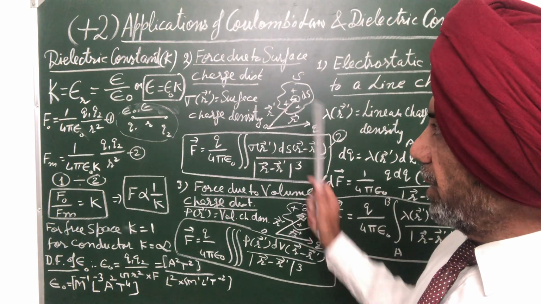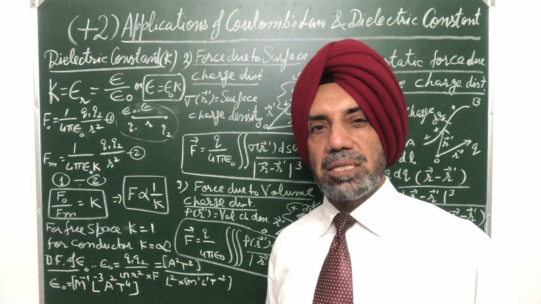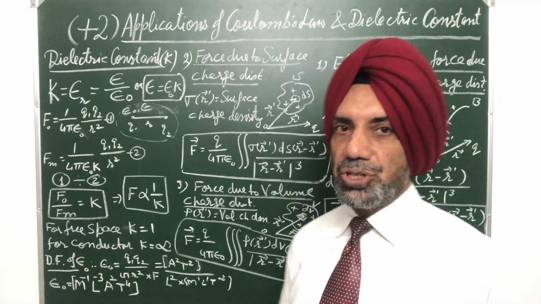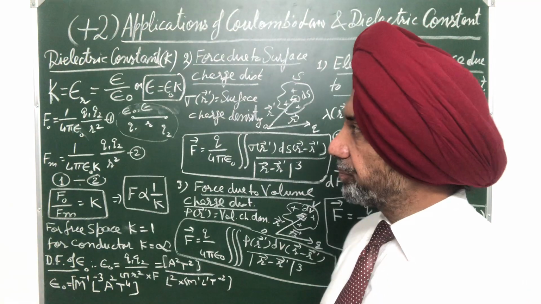So we can calculate electrostatic force due to line charge, surface charge, and volume charge distribution, that is, continuous charge distribution, using Coulomb's law in vector form.